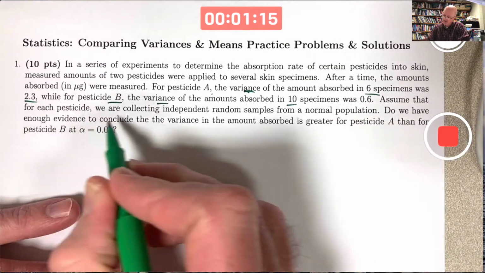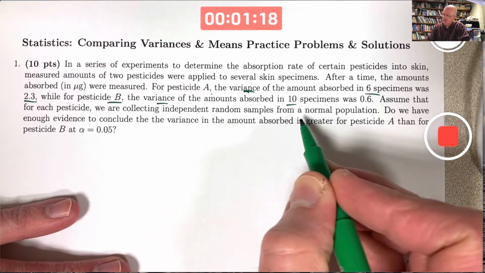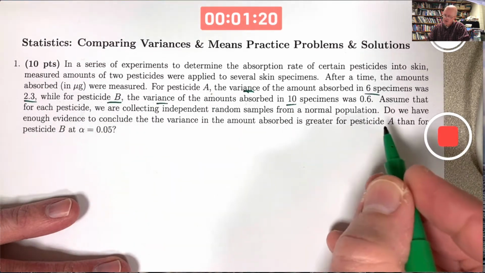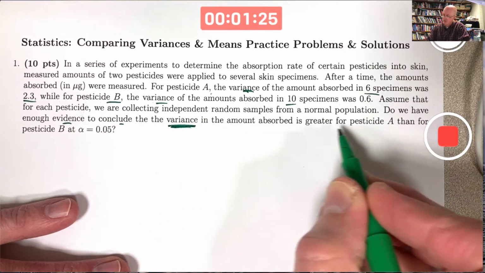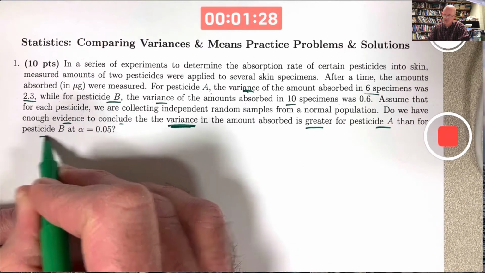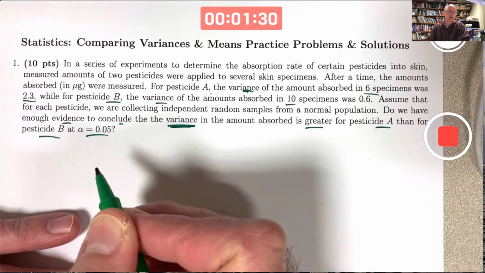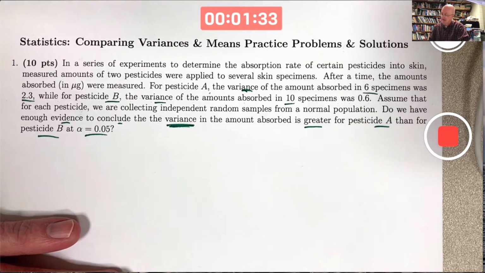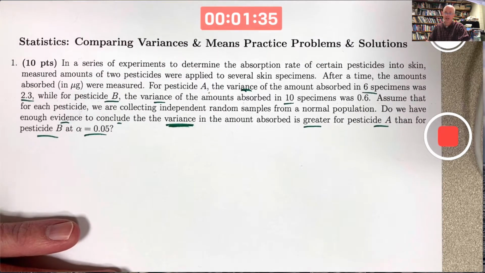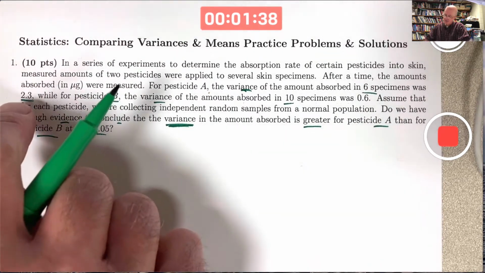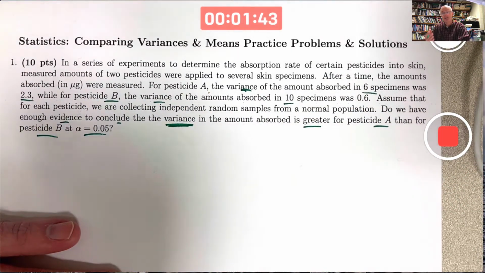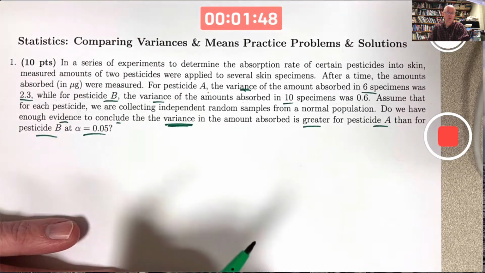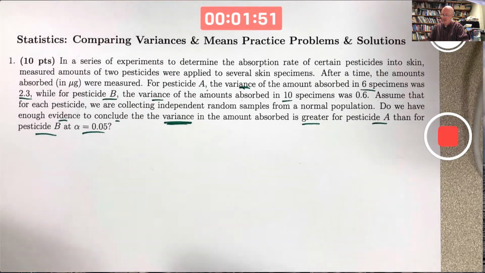Assume that for each pesticide we are collecting independent random samples from normal populations in each case. Do we have enough evidence to conclude that the variance of the amount absorbed is greater for pesticide A than for pesticide B at the alpha equals 0.05 or 5% level of significance? It certainly does look like with the samples, certainly 2.3 is bigger than 0.6, but is it a significant difference? Is it statistically significant? Is the p-value we compute going to be less than 5% or not? We actually have to do the calculation.